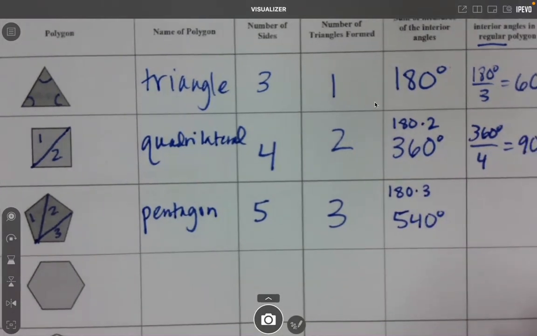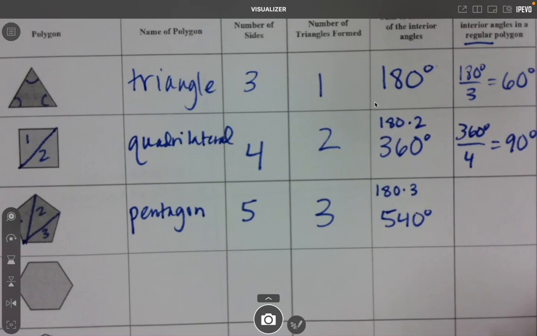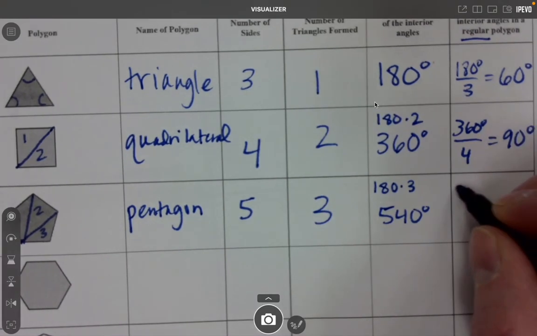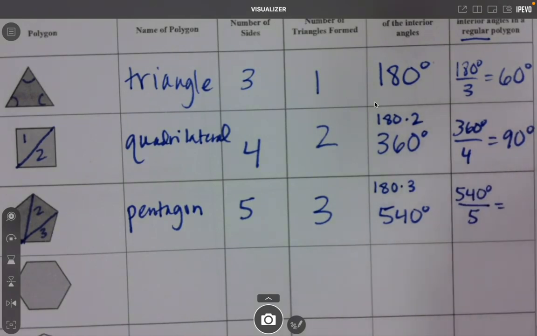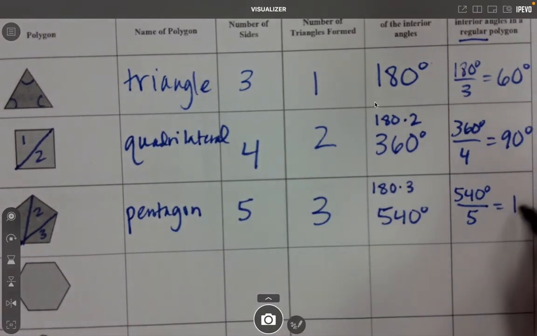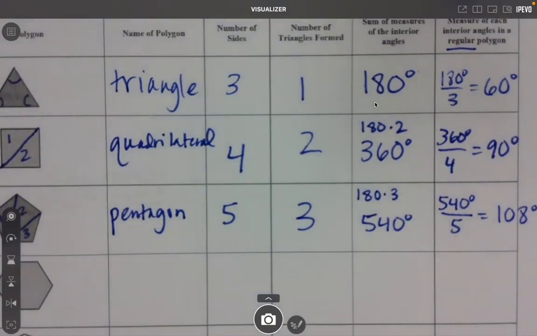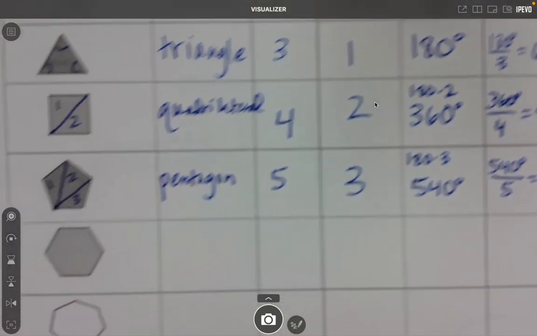And then if I wanted to find an angle of a regular polygon, so if all the sides and angles of my pentagon were equal, I would have to do 540 divided by 5. And you would think that I would know where that is. Let me grab a calculator really fast over here. Okay, so that's going to be 108 degrees. So we'll do one more, and then you're going to be working on this yourself.